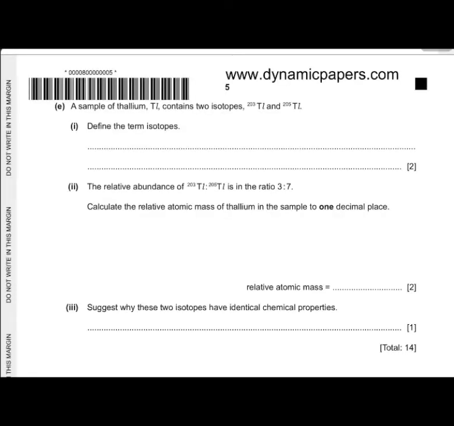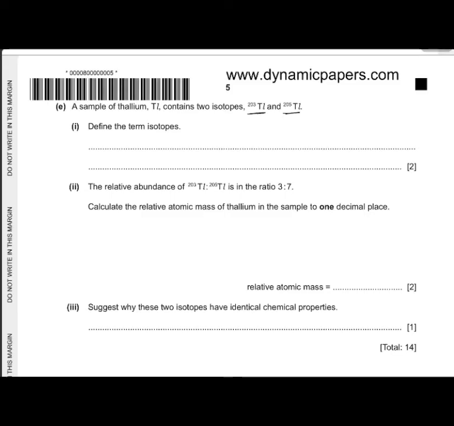A sample of thallium contains 2 isotopes, Tl-203 and Tl-205. Define the term isotopes. Isotopes are atoms of the same element, but they have a different number of neutrons. The relative abundance of Tl-203 and Tl-205 is in the ratio 3 to 7.